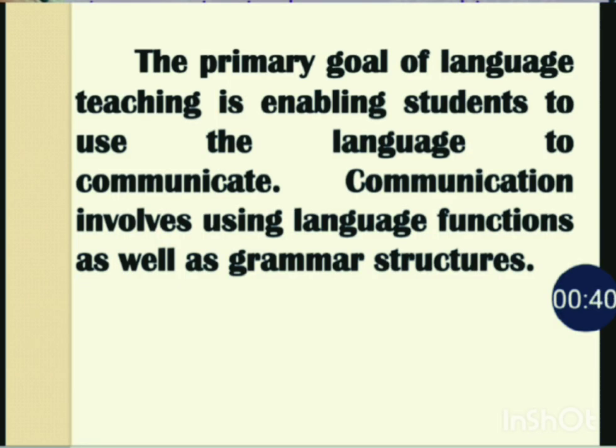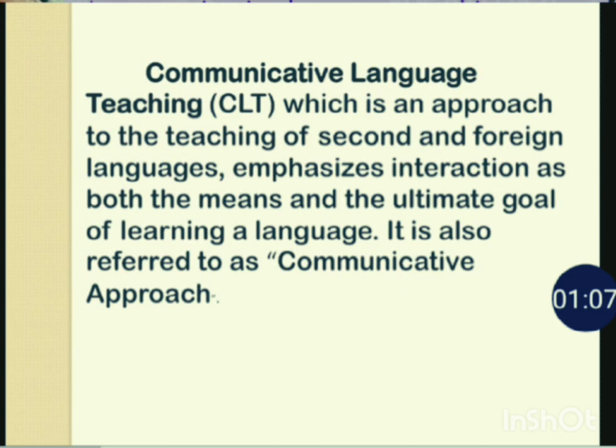Okay, the primary goal of language teaching is enabling students to use the language to communicate. Communication involves using language functions as well as grammar structures. Grammar structures are also crucially important to communication. Without any proper grammatical structure, we cannot express our ideas correctly.